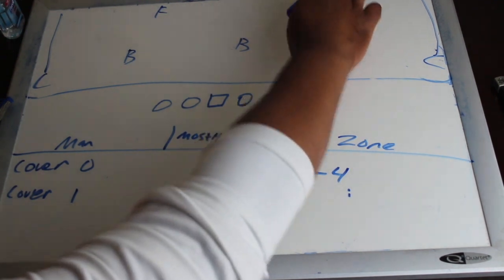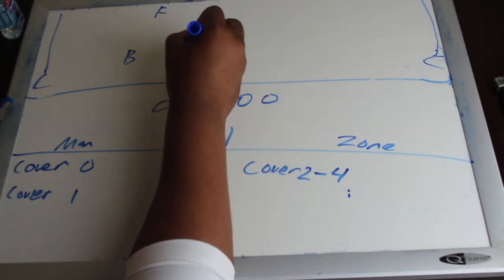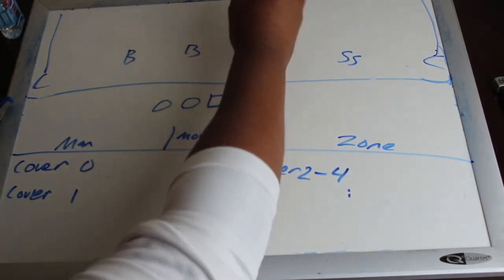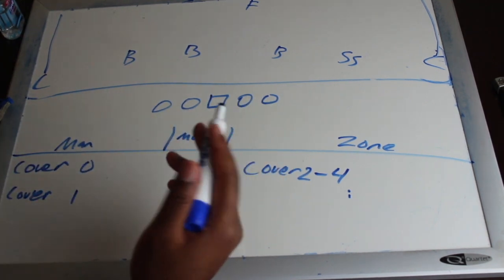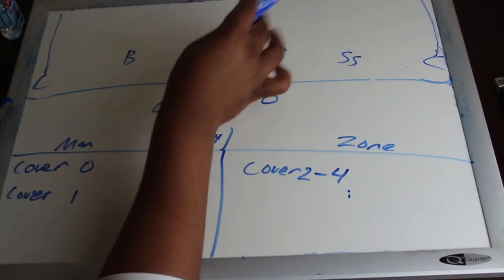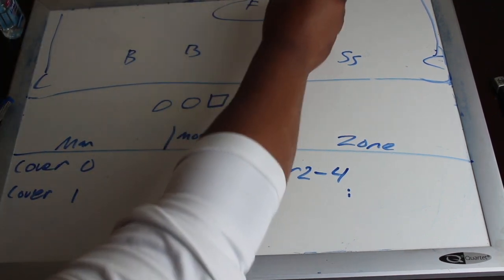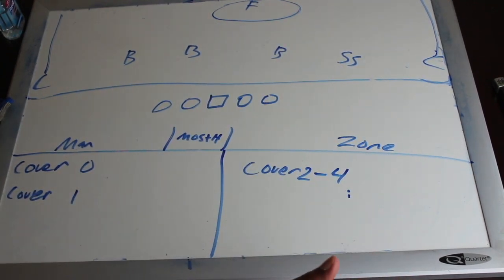Well, if y'all ever watch football and y'all see one of these safeties walk down and these linebackers bump over or something like that, that's what happens. That means we've switched to a cover three, meaning that the free safety is responsible for the middle of the field. Nine times out of ten, that's what it's going to mean. So cover three, one, two, three. That's what those guys are responsible for, right?